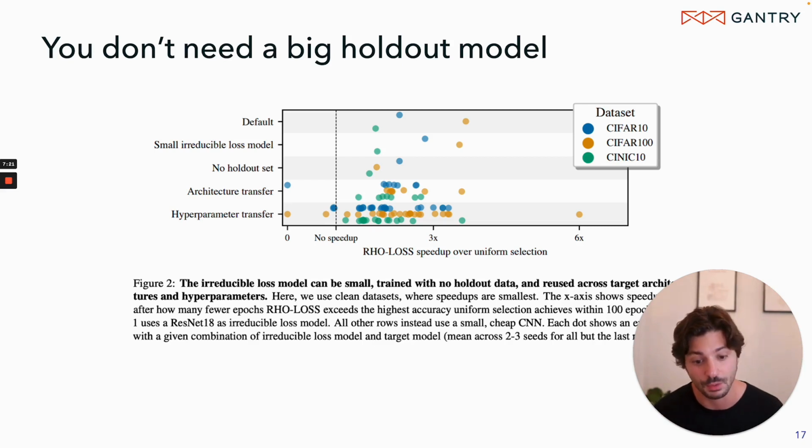In the first row, they use a big model for the RHO-loss. And in the others, they use a small, cheap ConvNet. This shows that you don't need a big holdout model to use this technique, which is exciting because it means it might actually be computationally efficient to do this.